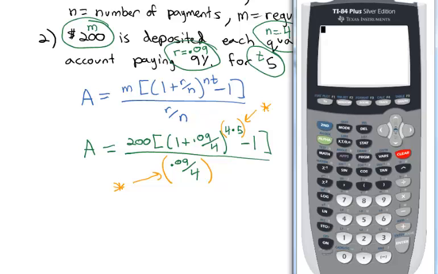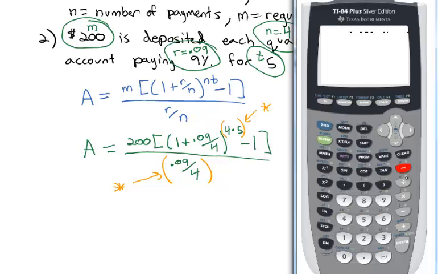There. You want to see the whole calculator, right? All right. So we've got 200. Then we need the 2 parentheses. So we're going to hit the parentheses button twice. 1 plus 0.09 over 4, close the parentheses.